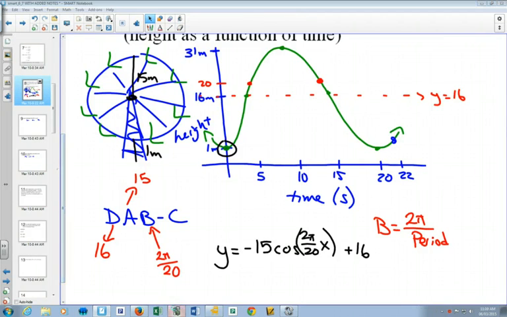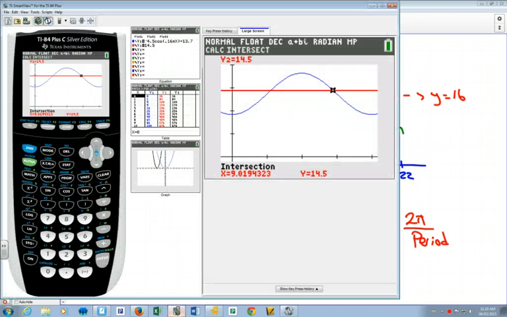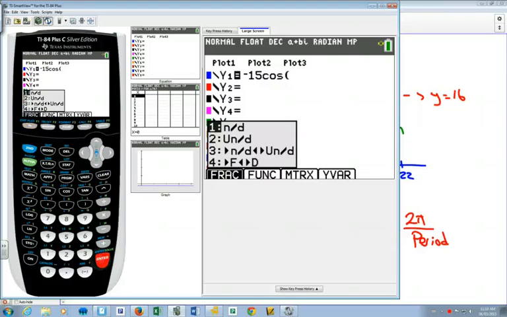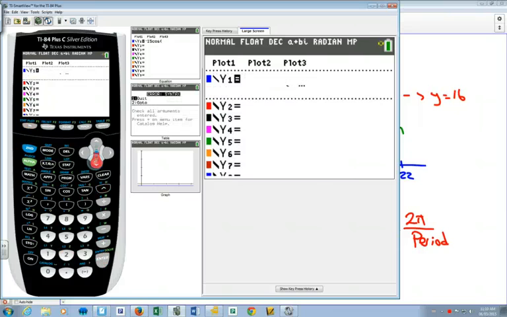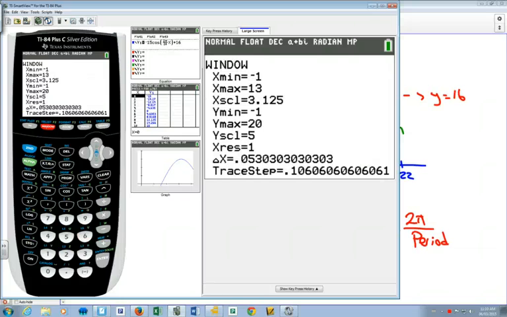And then we go to our calculator and type this in. Negative 15 cos 2 pi over 20 plus 16. And then I'm going to go to my window and have it set up the same. And go in the negatives.